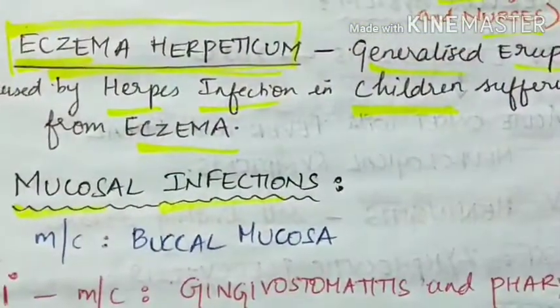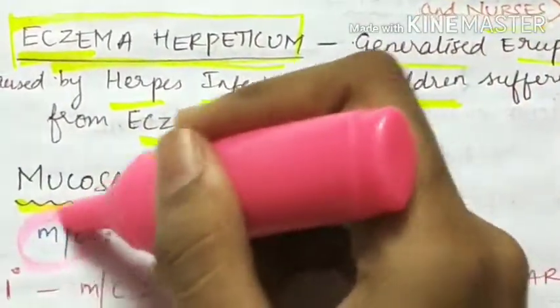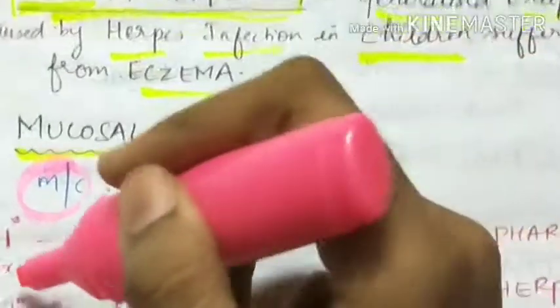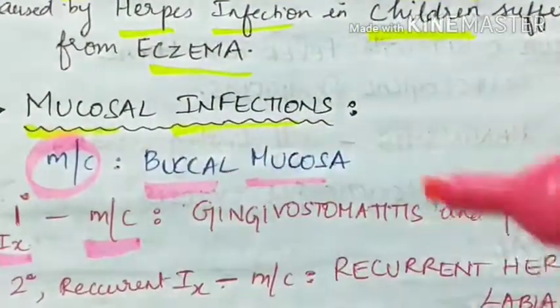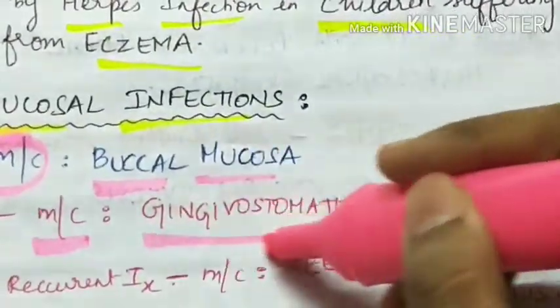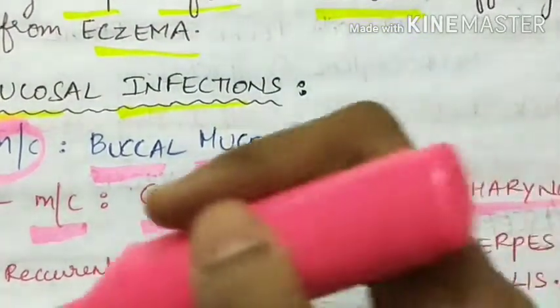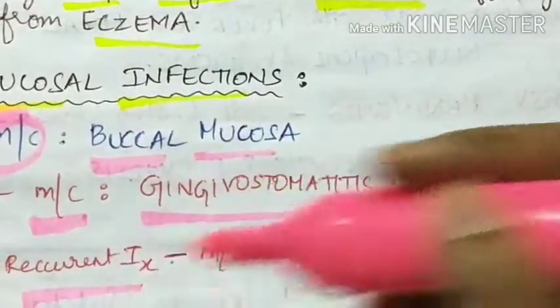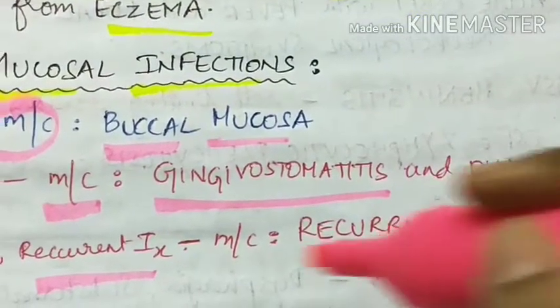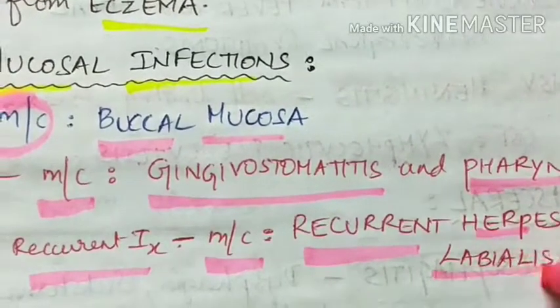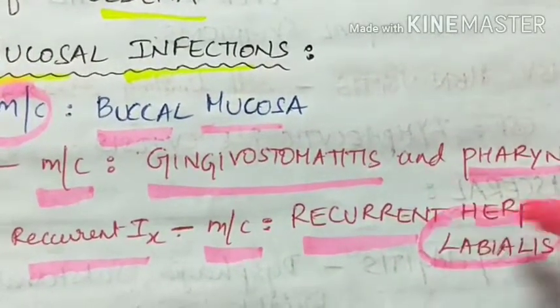Next, coming to the mucosal infections. The most common site involved in mucosal infection is the buccal mucosa. The primary infection most commonly presents as gingivostomatitis and pharyngitis, whereas the secondary and recurrent infections most commonly occur as recurrent herpes labialis. Labialis because they affect the lips.